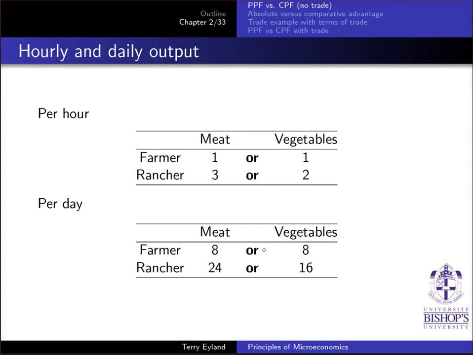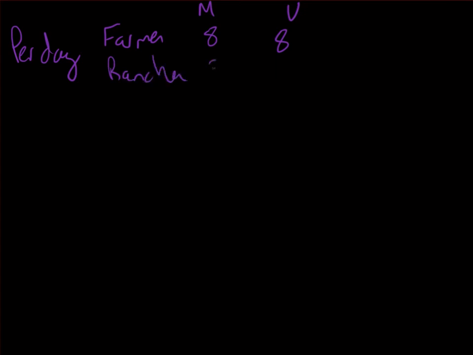So on a daily basis, all I've done here is multiply each of these by 8, and this gives us our possibilities. So let's just retranscribe this. On a daily basis, per day, if I'm the farmer, I could produce either 8 units of meat or 8 units of vegetables. And if I'm the rancher, I could produce either 24 units of meat or 16 units of vegetables.